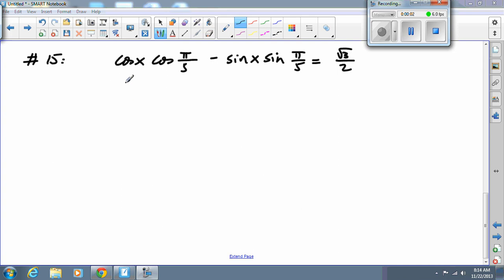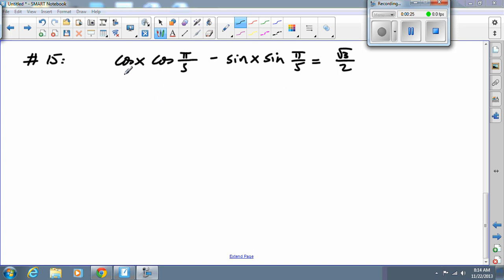Back to our review. Now I have cosine x cosine pi over 5 minus sine x sine pi over 5 is equal to square root of 3 over 2. And my goal here is to find the general solution and to find all particular values between 0 and 2 pi in case it's x, or between 0 and 360 if I have theta. Here I have x. First thing is to condense this one.